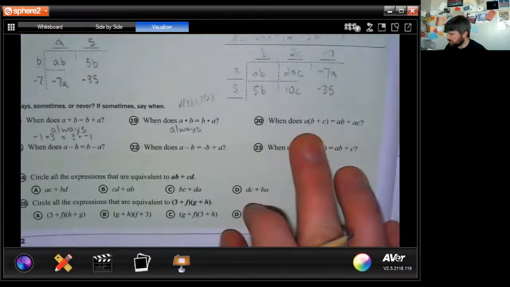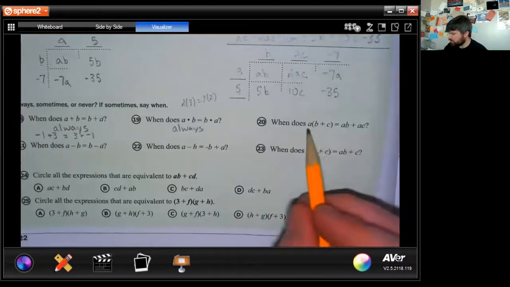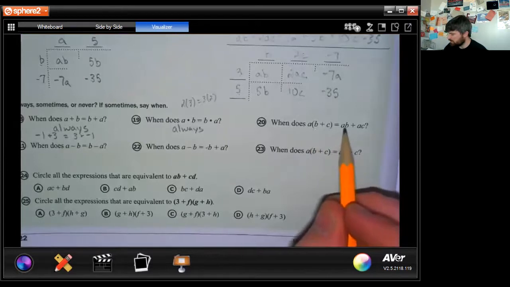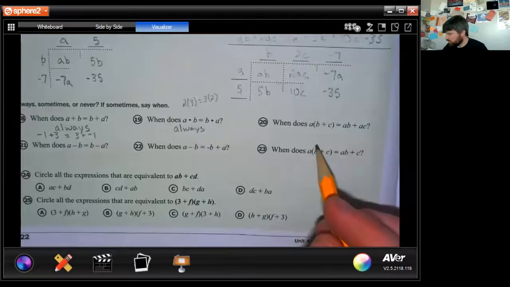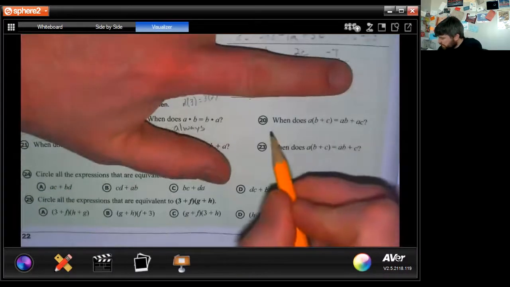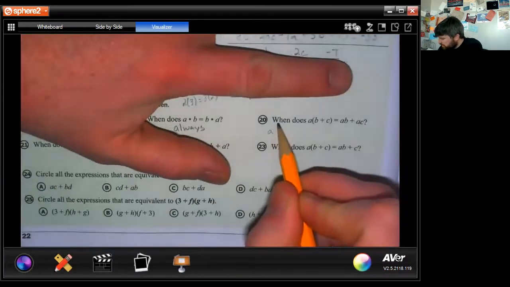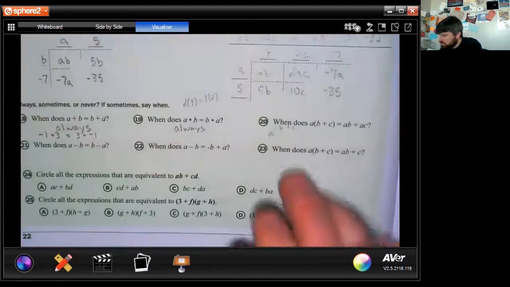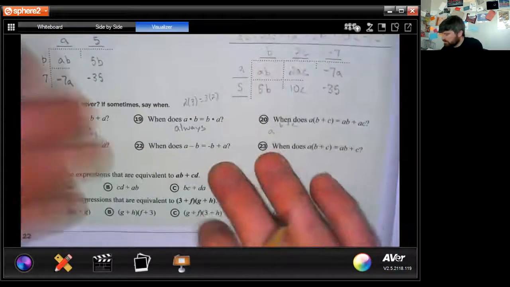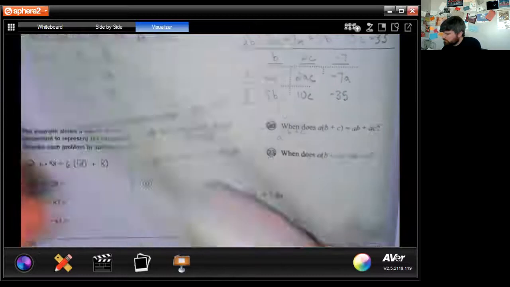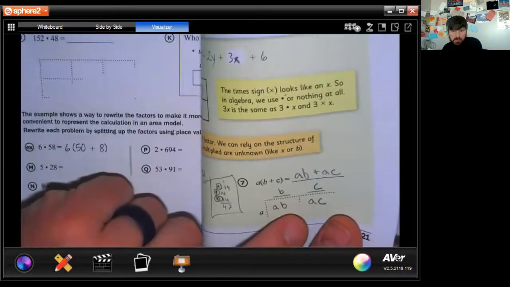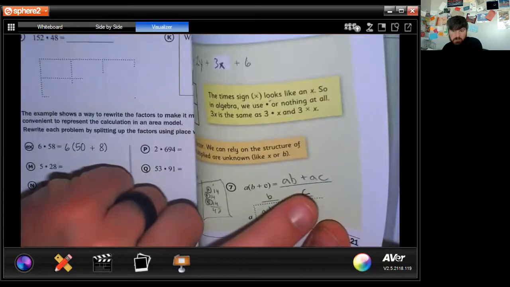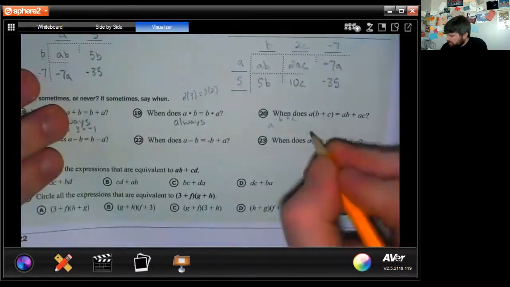So when does a times (b plus c) equal ab plus ac? Okay, we could draw an area model out for this. So we have a and then b plus c, which I think we actually did on this other page here. Okay, right here, we actually did that. And you can see that it equaled ab plus ac. So this is always.